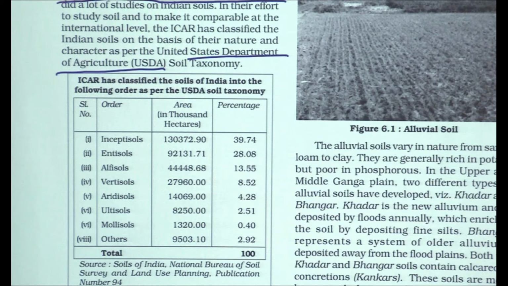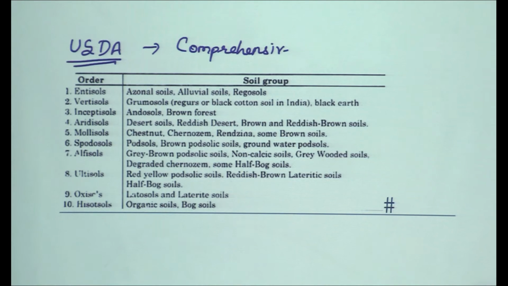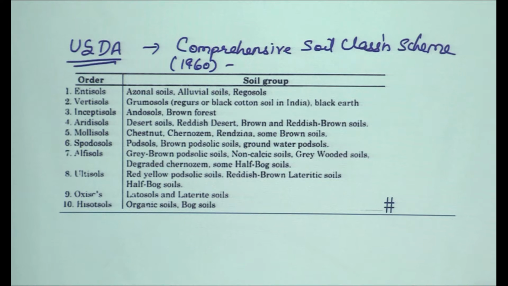Now, what exactly is the logic of classification here? The United States Department of Agriculture attempted the classification of soil. It is called the Comprehensive Soil Classification Scheme. This scheme was originally propounded in 1960 and has been recently amended, and this recent amendment, going back to 2017, has given us 12 soil orders.